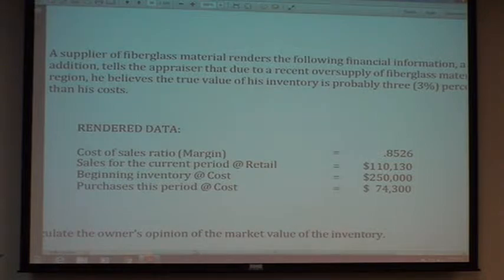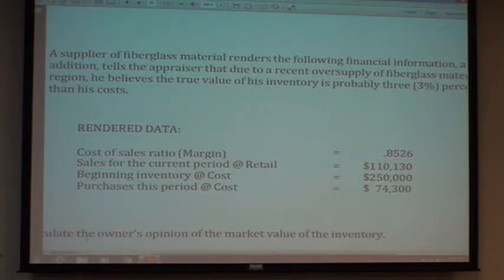This time here's a cost to sales ratio. A little different problem. Remember how we did it yesterday? Cost to sales ratio gives you your ratio margin, sales for the current period at retail, and then the beginning inventory at cost and purchases this period, okay? This is cost to sales ratio, not a markup method, remember? So what we're gonna do here, we're not gonna divide, we're gonna do what? Multiply by that factor times these sales at retail, okay?